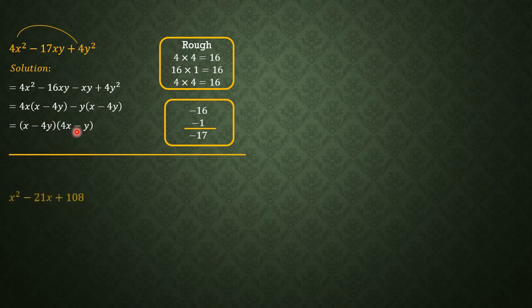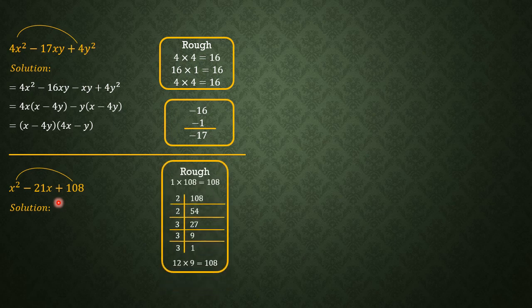Moving towards the next question, that is x square minus 21x plus 108. Dear students, as you can see, this 108 is a very big number, comparatively to the previous question. There is another strategy when you have a big number and you don't know too many tables. If you are good at tables, there is no problem. This is the method for those students who are not good in tables.